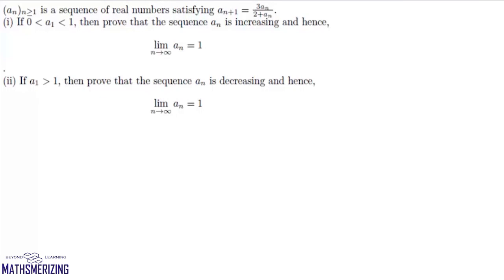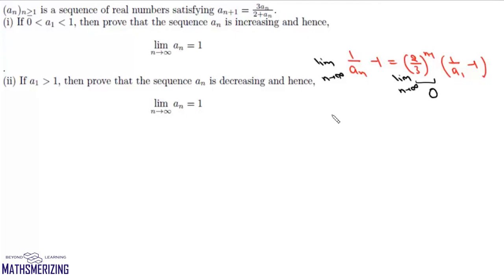Now in both the cases, we need to prove that the limit of the sequence is 1. Using the recurring relation, we can write 1 upon a_n minus 1 will be equal to (2 by 3) to the power n-1 times (1 upon a_1 minus 1). Now if we take this limit, n tends to infinity, this limit will be 0. So we can write the limit as n tends to infinity of 1 upon a_n is equal to 1. So from here we can say this limit as n tends to infinity of a_n will be simply 1.